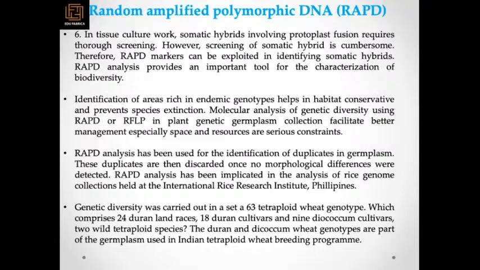Further, in the applications of tissue culture, somatic hybrids also involve protoplast fusions. During the screening, RAPD could help you to identify somatic hybrids also.